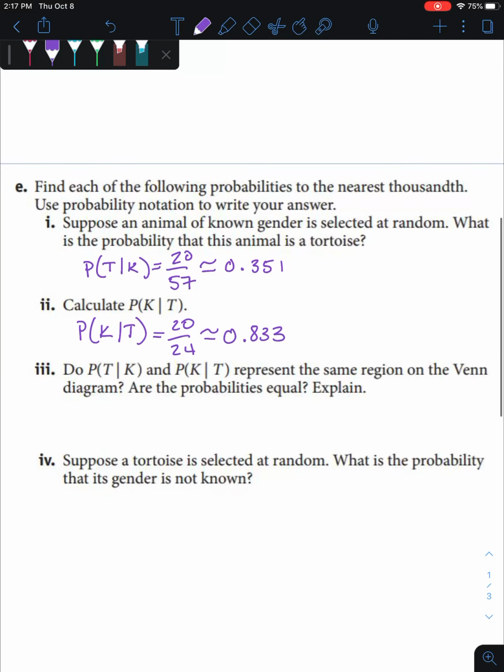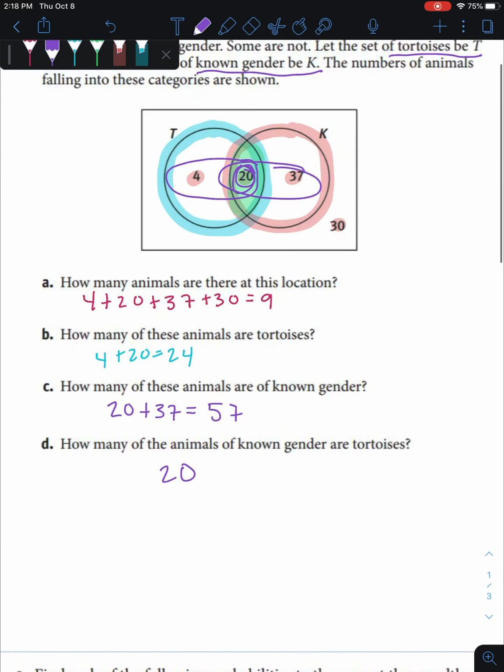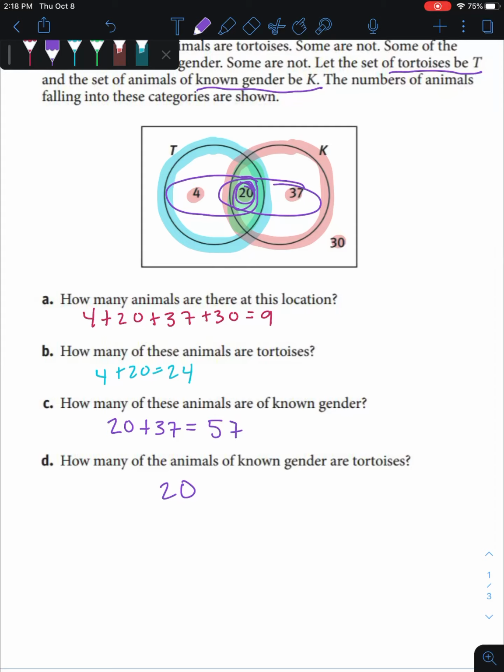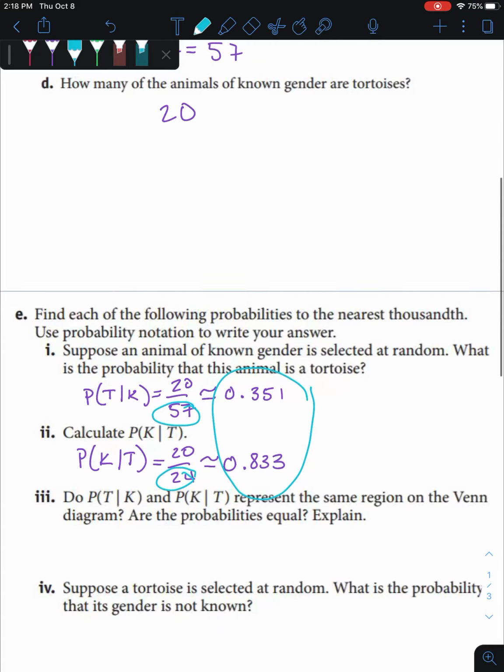All right, so do the probability of T given K and the probability of K given T represent the same region on the Venn diagram? Are the probabilities equal, and explain? So they do represent the same region on the Venn diagram. We see that because they're circled together here, and then the probabilities are not equal because if I look back up here, these two are not the same. And I can figure that out by looking at my denominator here. They are both different.